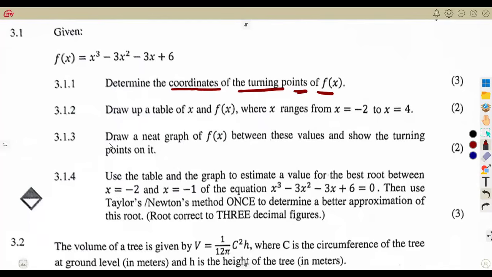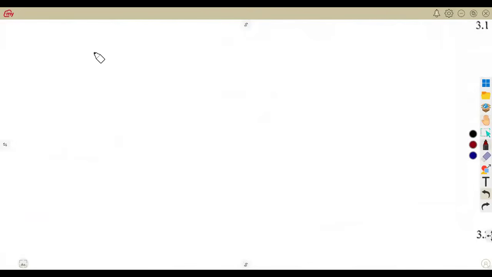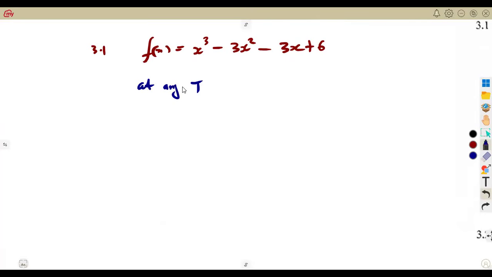What is it that you're supposed to consider at the turning points? The first derivative must be equal to 0. Remember that. So we're going to take our f of x, which is given as x cubed minus 3x squared minus 3x plus 6. And they are talking about the turning points. We do understand that at any turning point, the first derivative with respect to x is supposed to be equal to 0. Thus we are supposed to determine the first derivative with respect to x.